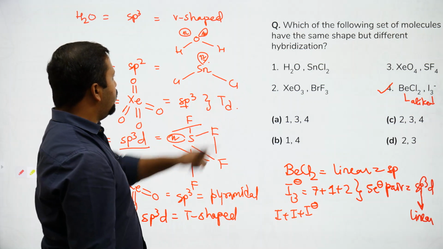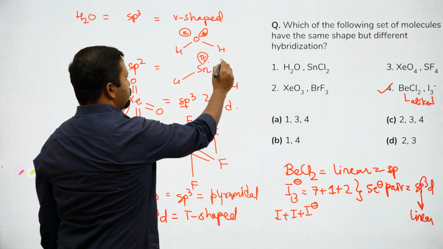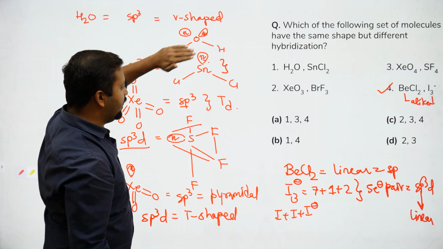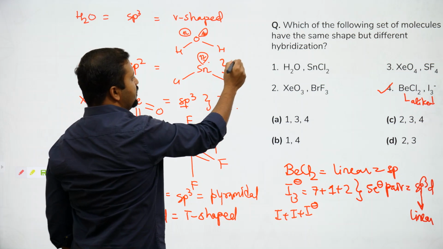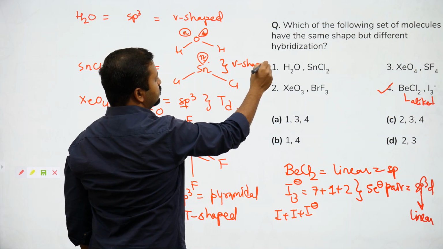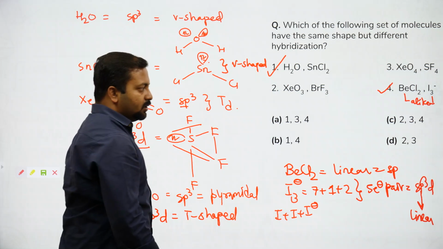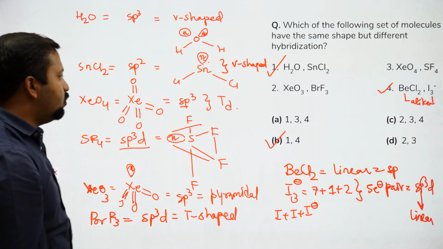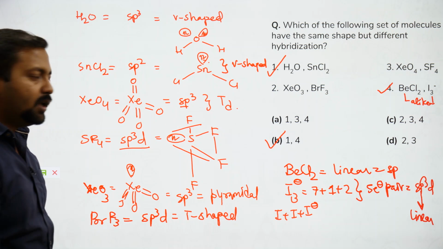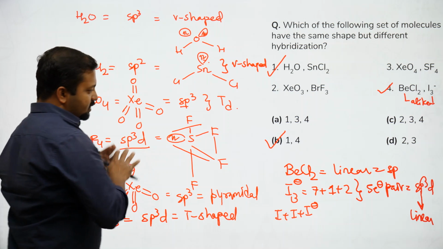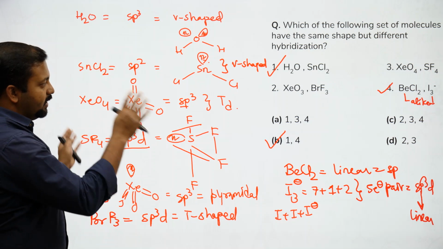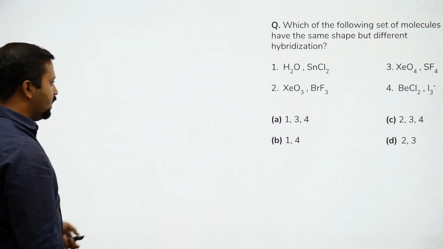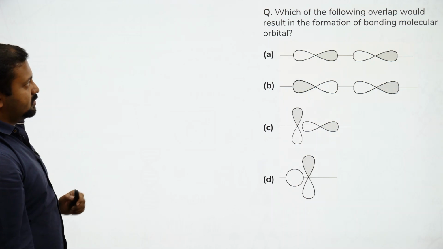Okay, H2O, SnCl2. What can be the shape? How to identify the shape? You ignore the lone pair and see how it looks. This is V-shaped, this will also be V-shaped. So the answer will be B, 1 and 4. It is not happening in the other cases. Okay? Is this clear? So this is a very easy way of identifying how to solve this question. Questions like this have been given many times, and it's an easy concept.